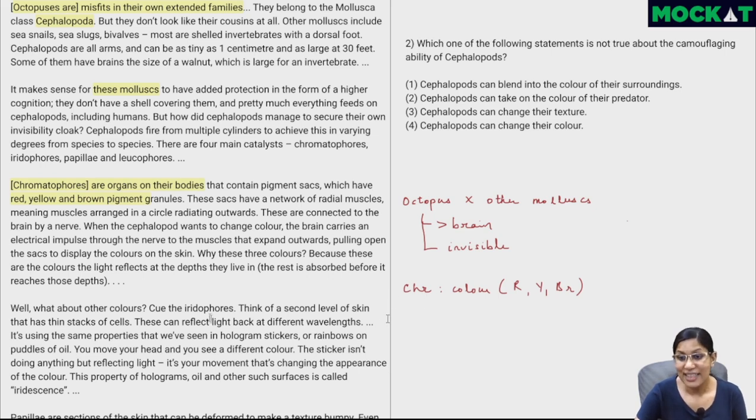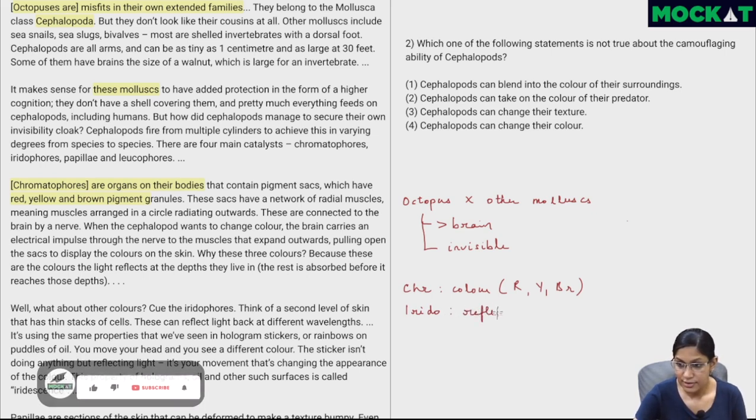So the next thing which is there is this iridophores. And what this does is, this reflects other colors.